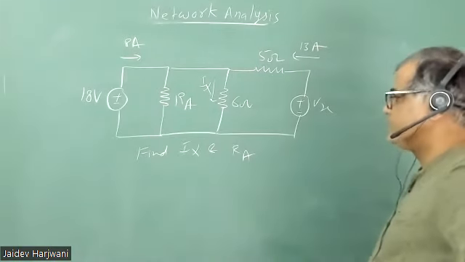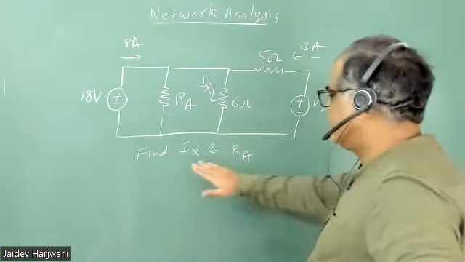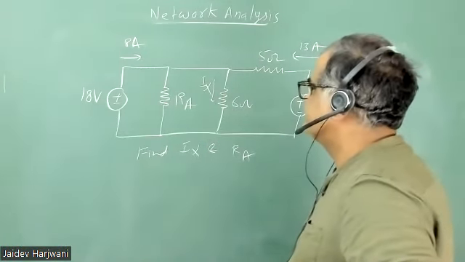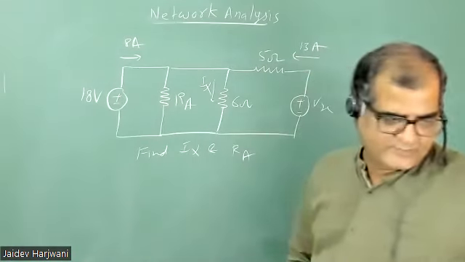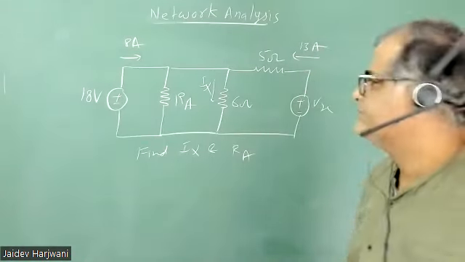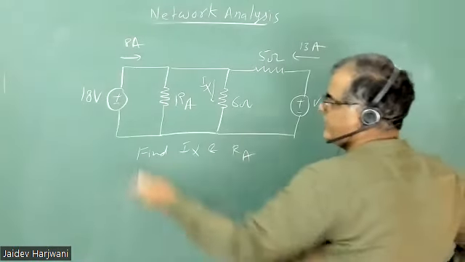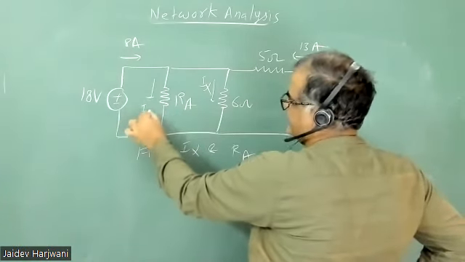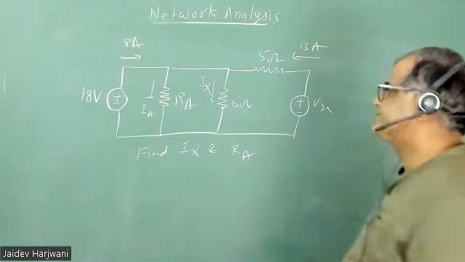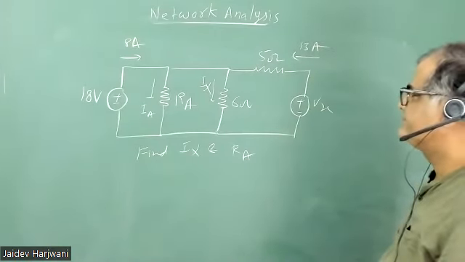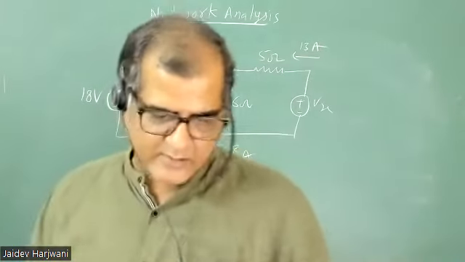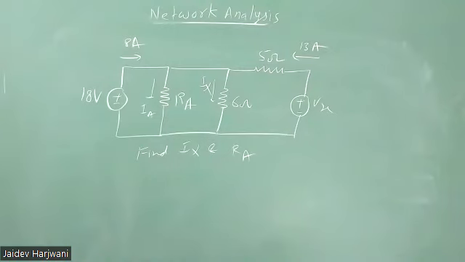Very good. Good question. So tell me what is Ix and what is RA? Of course, there is some current going here also. So that current is IA. Yes, that current is IA. Now you have to use Ohm's law and KCL, both the things. First, tell me what is IX.